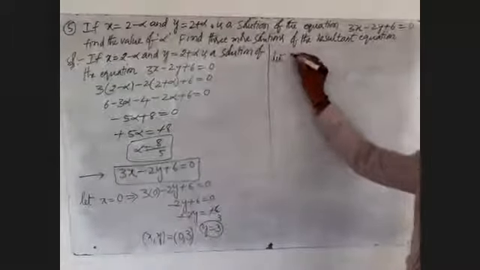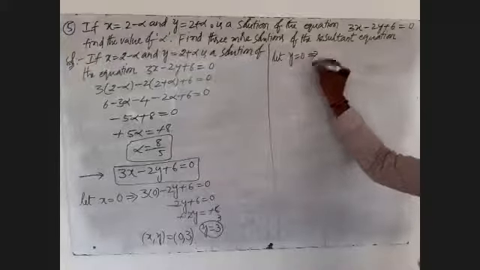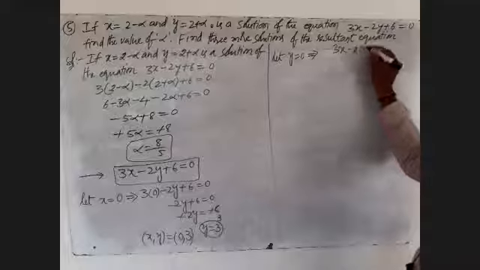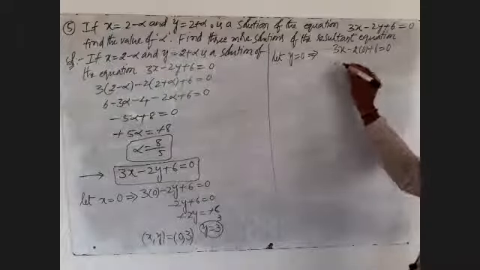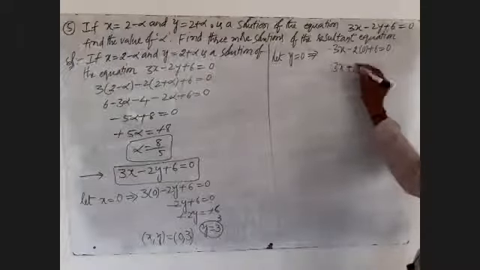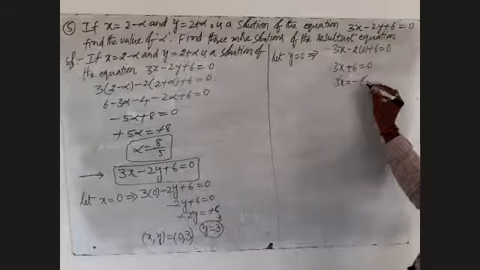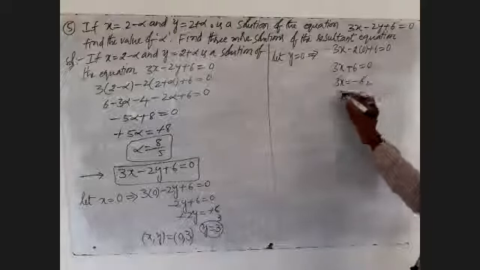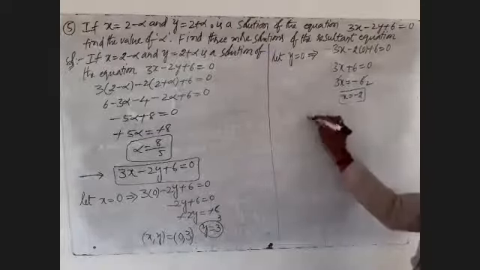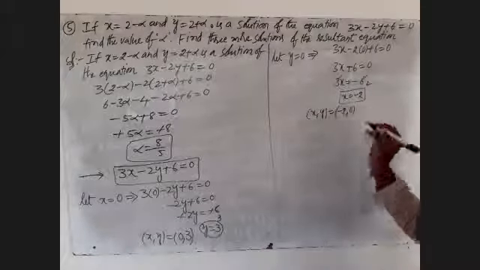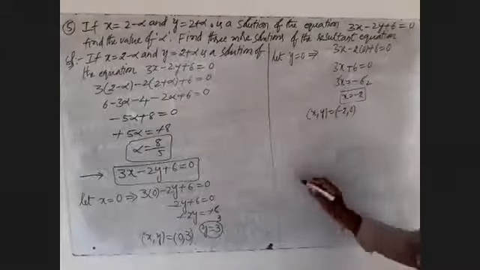Let y is equal to 0, substituting in this given equation, I will write 3x minus 2 into 0 plus 6 is equal to 0. That is 3x plus 6 is equal to 0. 3x equal to minus 6. 3 ones are 3, 3 twos are 6. x is equal to minus 2. That is the point, x comma y is equal to minus 2 comma 0. After that we'll take the next one.